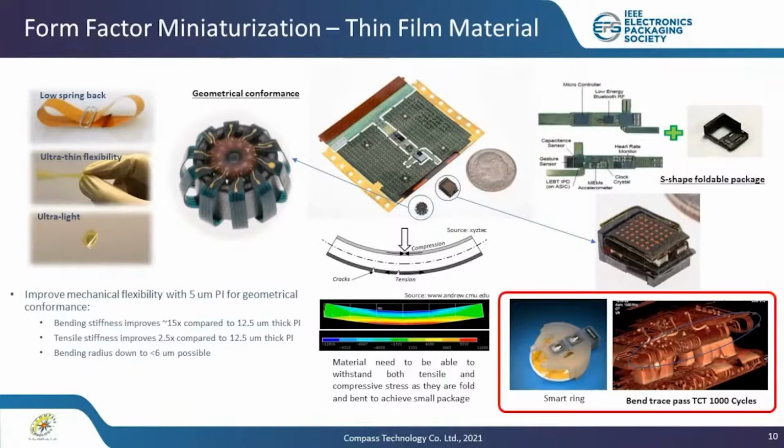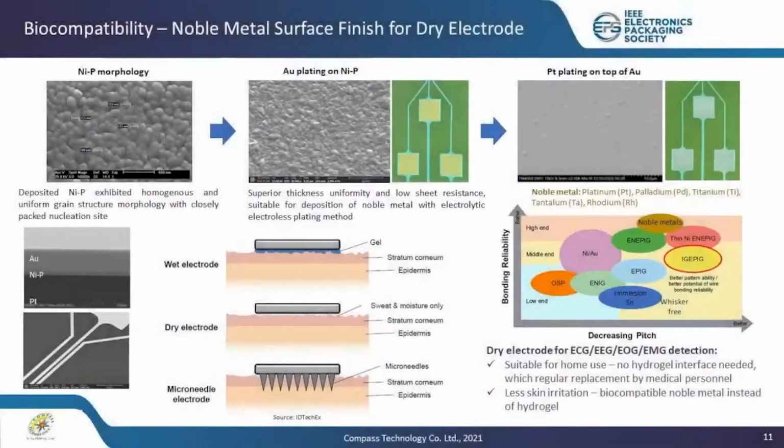As you can see, each interface layer is able to withstand both tensile and compressive stress induced by the bending process, which is also robust after 1000 cycles of temp cycling. Another aspect of biocompatibility is for sensing electrodes with direct skin contact applications, where surface finish is moving towards noble metals such as platinum, titanium, and rhodium.